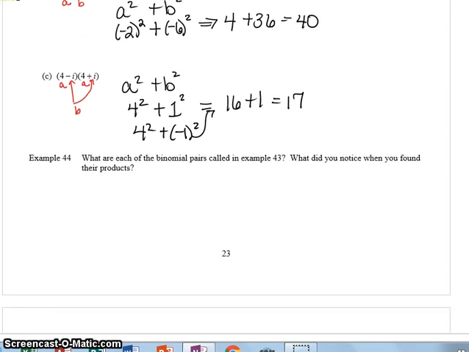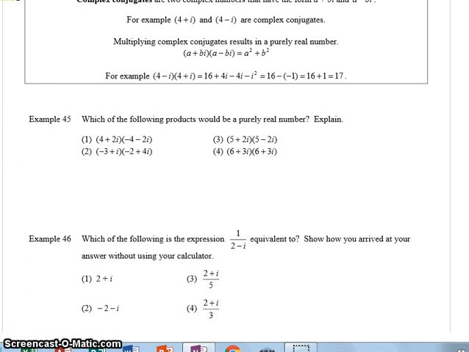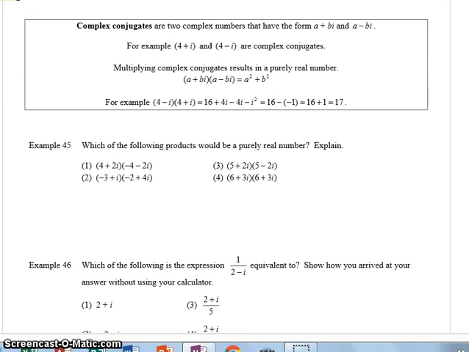Example 44. What are each of the binomial pairs called in example 43? We already said that. They're called conjugates. What did you notice about their products? It ends up just being the first number squared plus the second number squared. Complex conjugates. So complex means imaginary. Conjugates means their middle signs are different. So look at this, 4 plus i and 4 minus i. Here's your big formula, a squared plus b squared. I just did that for you.